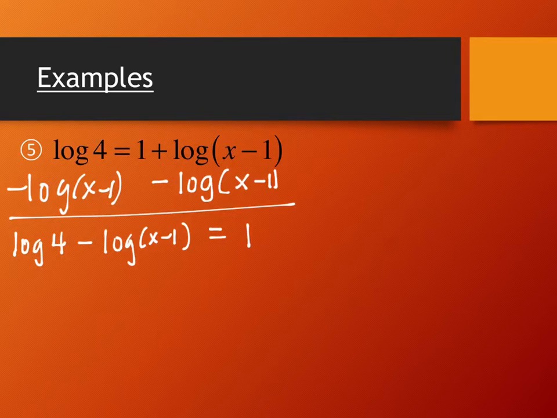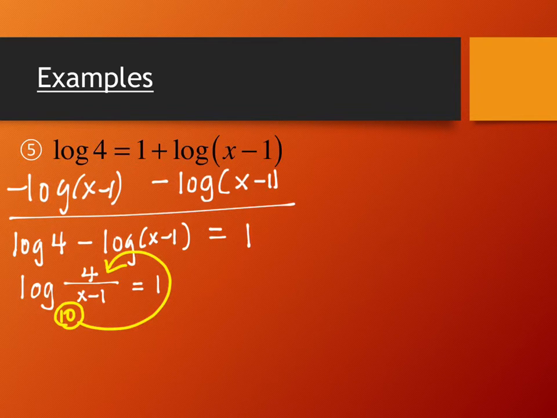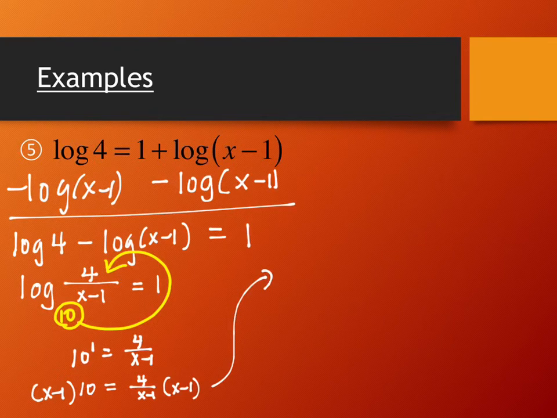At that point, it looks a lot like the things we've already done. So what's my next step? Division. So this is a common log. It's just log. 4 on top, x minus 1 on bottom equals 1. Then what? Scorpion tail. My base is a 10. You guys told me that before. So this is 10 to the 1 equals 4 over x minus 1. 10 to the 1 is 10. And we'll multiply by x minus 1. So what's my next line look like?